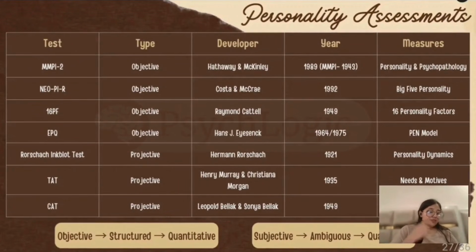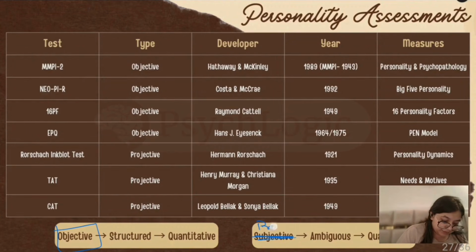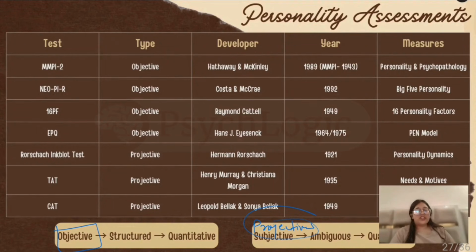Okay. Now move on to personality assessment. So again, for personality assessment, two things that you need to remember are objective test and projective test. Okay. Objective tests are fixed, they're standardized, they have a proper structure, and they're quantitative in nature. So they're easy to score as well. Okay. Some of the objective tests are MMPI, NEO-PIR, 16PF, EPQ.